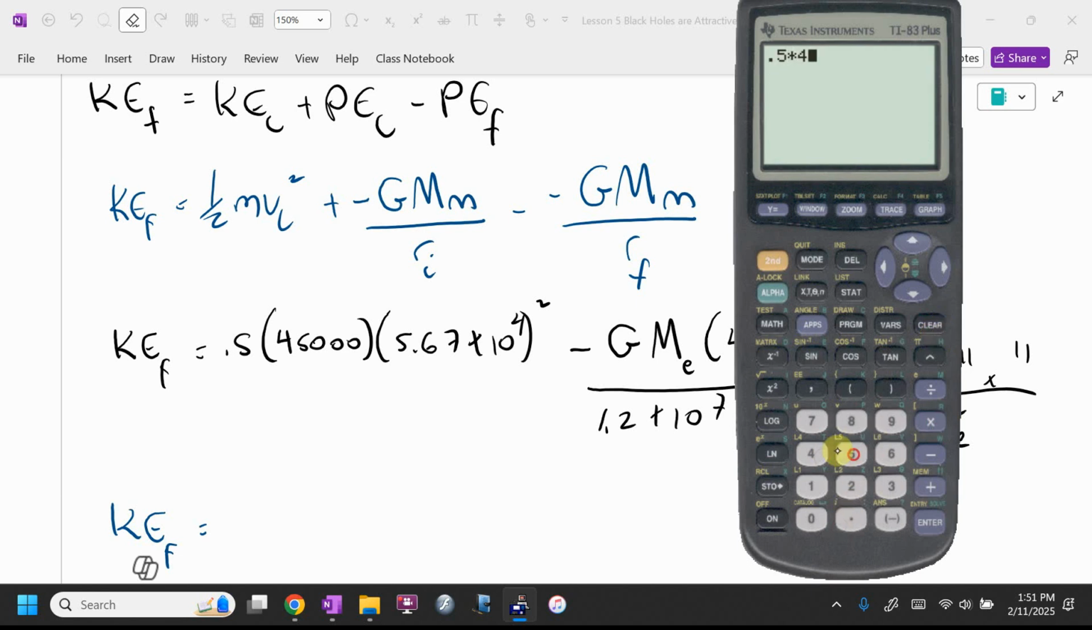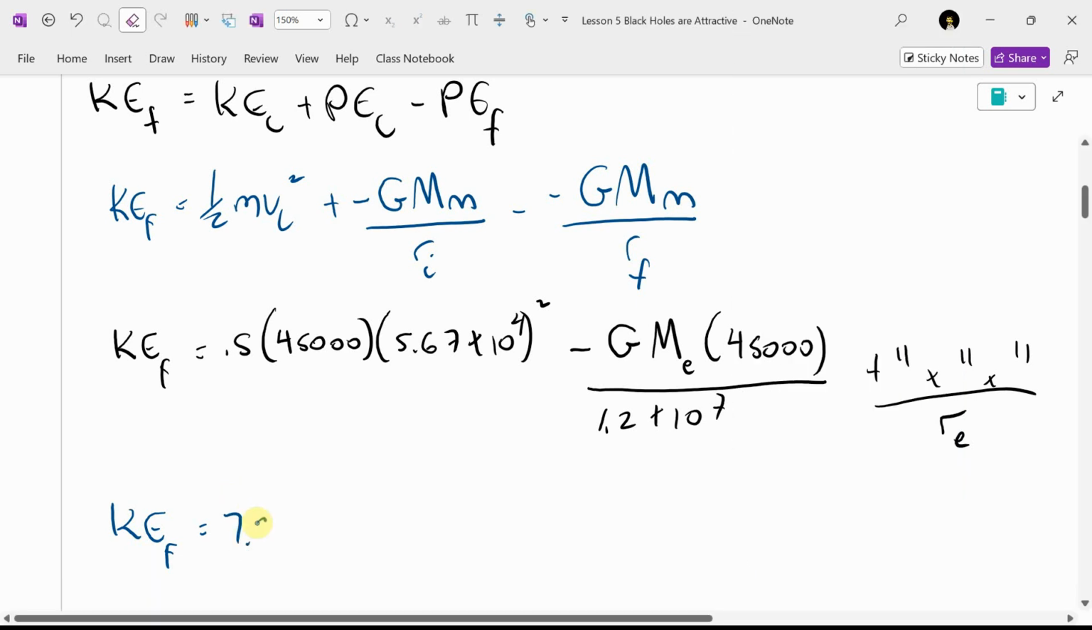0.5 times 45,000 times 5.67 times 10 to the 4th squared. For the kinetic energy at the beginning, I get 7.2335 times 10 to the 13th. Double check. Yes, Sophia nodding. Anybody else? Yeah, 7.2335. 7.2335 times 10 to the 13th. Takeaway.